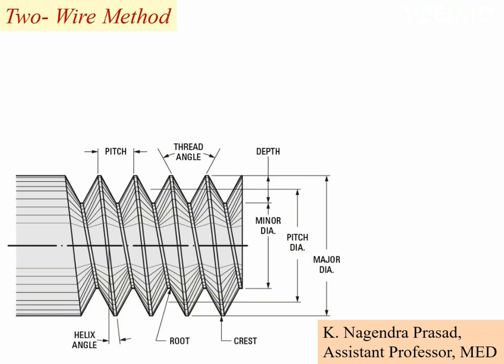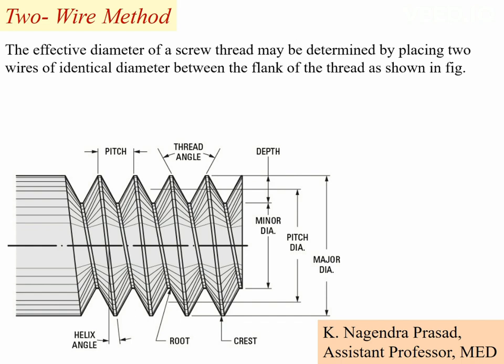Hello everyone. In this video I will discuss how to calculate the effective diameter of a screw thread by the two-wire method. In this method, the effective diameter of a screw thread may be determined by placing two wires of identical diameter between the flanks of the thread, as shown in the figure.